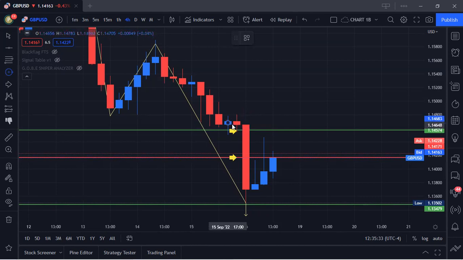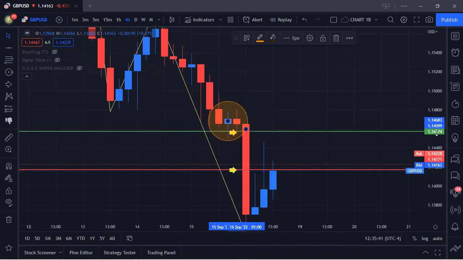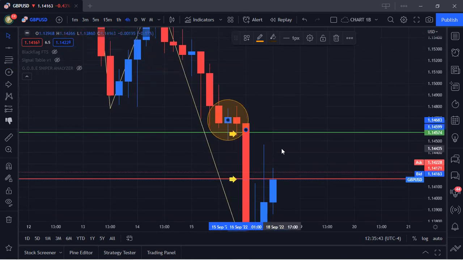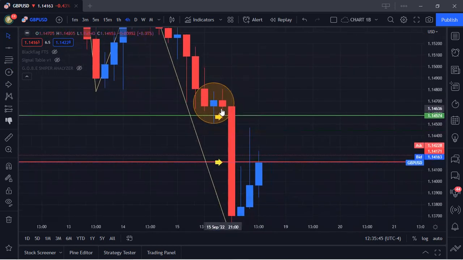Right here. These two candles together is a tweezer top. Do you see that? Yes. These two tweezer tops right here, red outside of the blue. Whenever you see red outside of the blue, it's going to continue its downtrend.